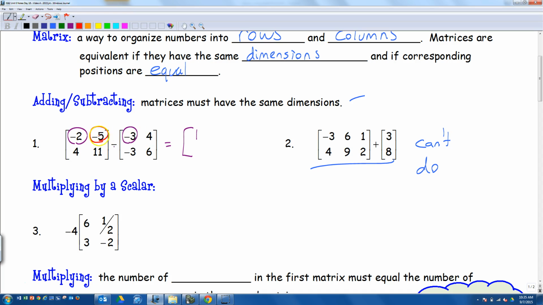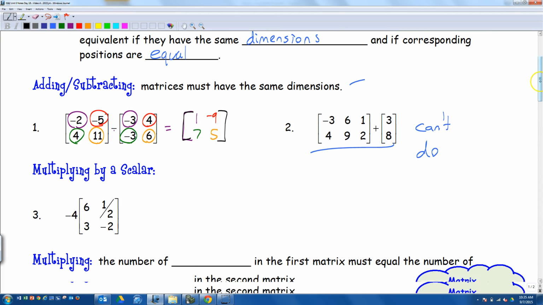-5 minus 4. So -5 minus 4 is a -9. 4 minus a -3. That's another double negative. So it's 4 plus 3, which is 7. And finally, we have 11 minus 6, which is 5. So that is the final answer.